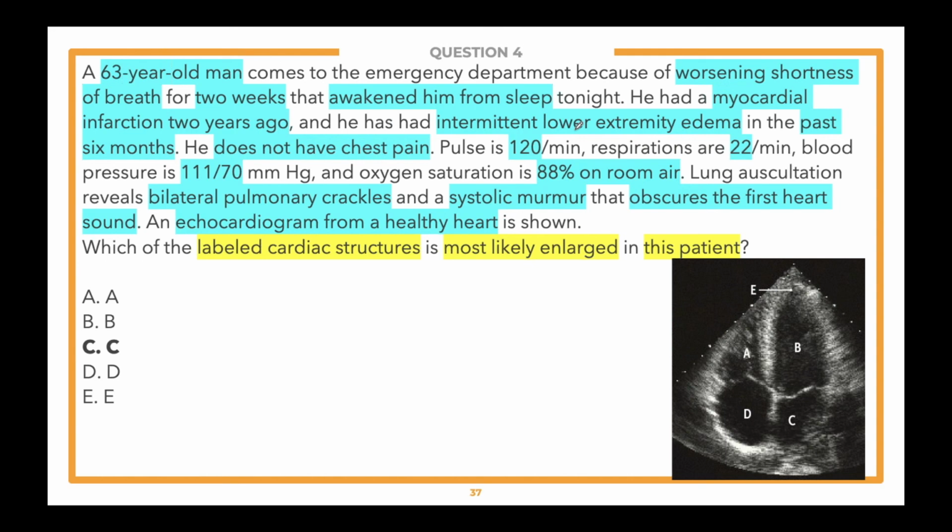And we know that based on, one, that it's a systolic murmur, okay? Two, it is obscuring the first heart sound. And three, we have pulmonary findings instead of peripheral findings. So that's how we know it's mitral, not tricuspid. So this patient probably has mitral regurgitation, okay?